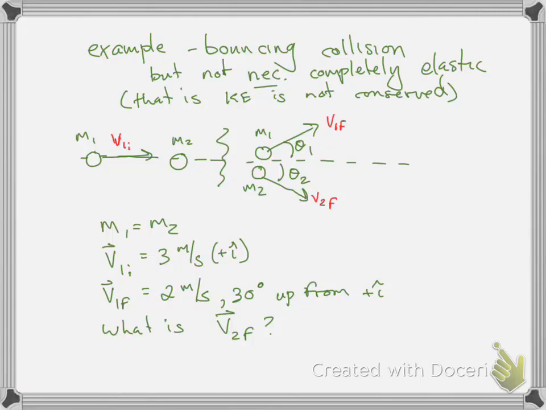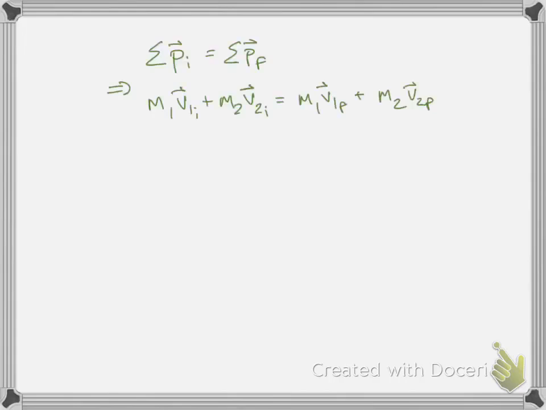Okay, so how do we solve this problem? Well, it's a collision. So the only thing we know, because we know it's not necessarily completely elastic, energy is not necessarily conserved, we know, though, momentum is conserved. So how do we deal with that? Momentum is conserved. Well, ta-da, it's momentum conservation. Momentum initial equals momentum final. M1 V1 initial plus M2 V2 initial equals M1 V1 final plus M2 V2 final. Momentum conservation. Sum up the momentums before and after the collision.